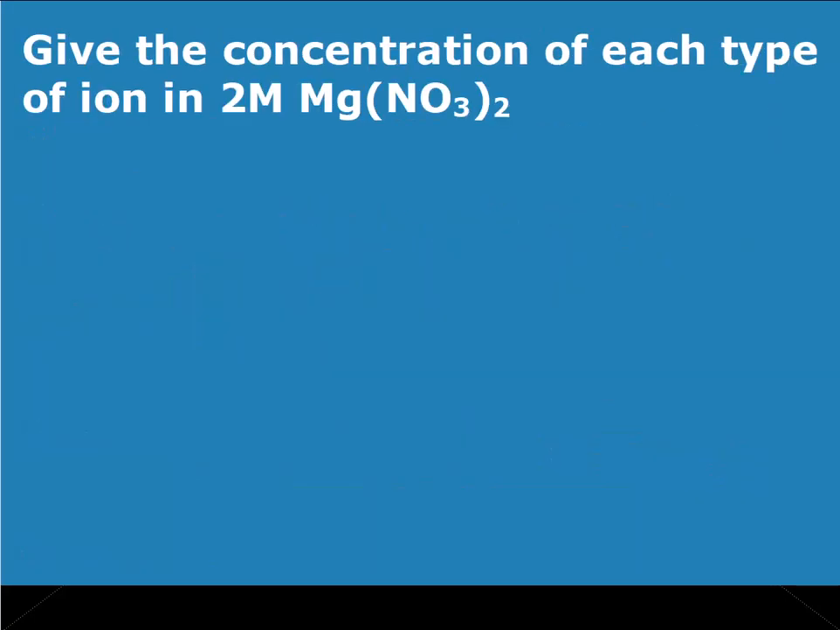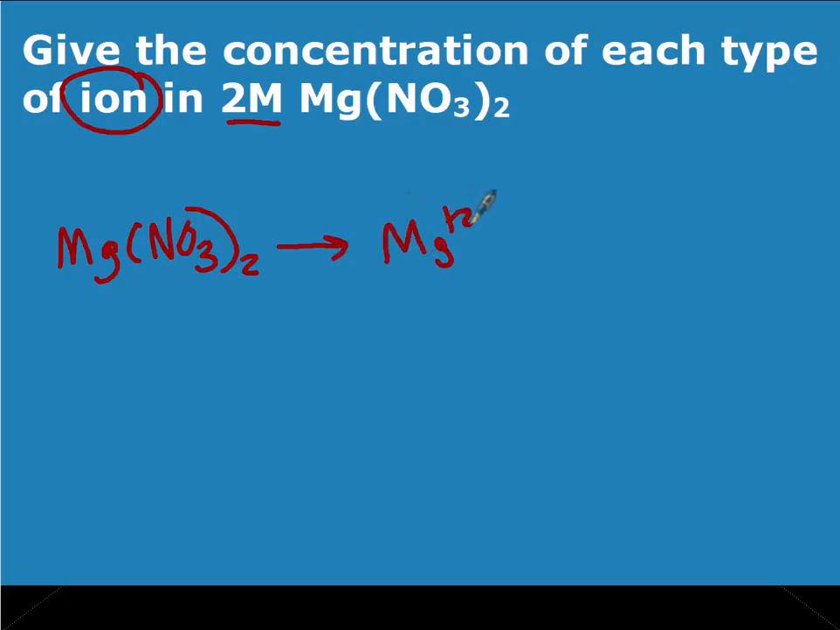The last type of problem is when you're given the concentration of a solution and we want to know the concentration of each ion. So the easiest thing is to write the dissociation equation like we did when we did net ionics. So this breaks apart into magnesium and nitrate. But it breaks up into one magnesium and two nitrates.